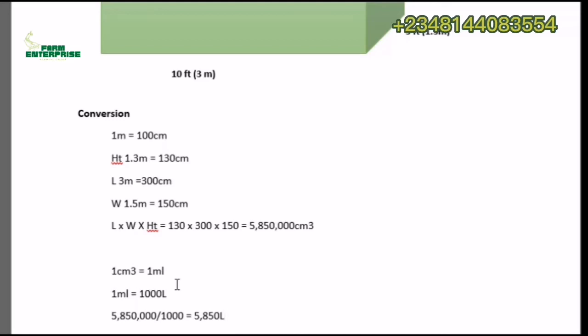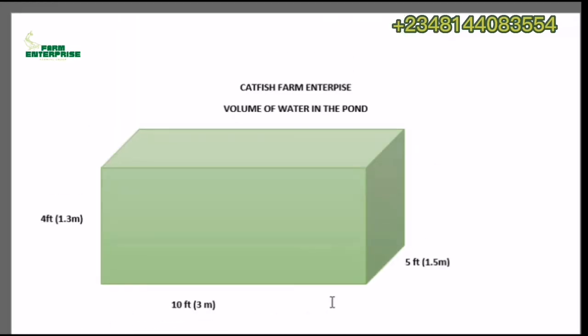So thank you very much for joining us, and in our next video we are going to be doing how to calculate in a circular pond, for those that use a circular pond or a bowl for their farm. So we'll do a calculation on that. So for a 4 feet, 10 feet, 5 feet pond, you have 5,850 liters.